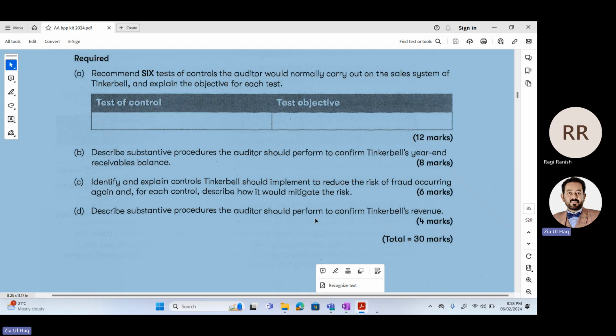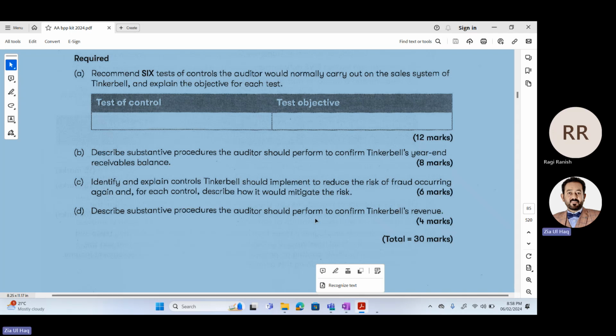Trace a sample of sales ledger balances to relevant sales invoices and agree details. This is to ensure sales are supported by invoices. Trace a sample of sales invoices to relevant dispatch notes and agree details. This is to ensure invoices are raised against goods dispatched. Trace a sample of sales orders to relevant dispatch notes and agree details. This is to ensure all orders have been converted into dispatches.